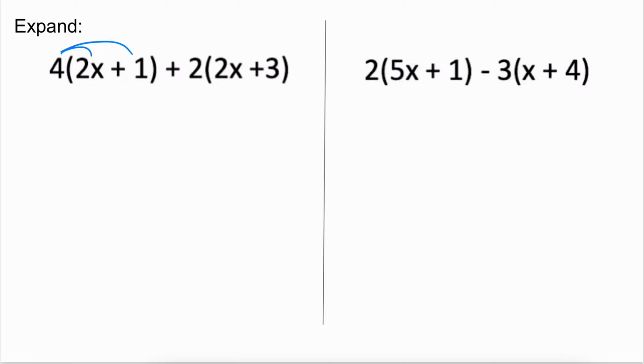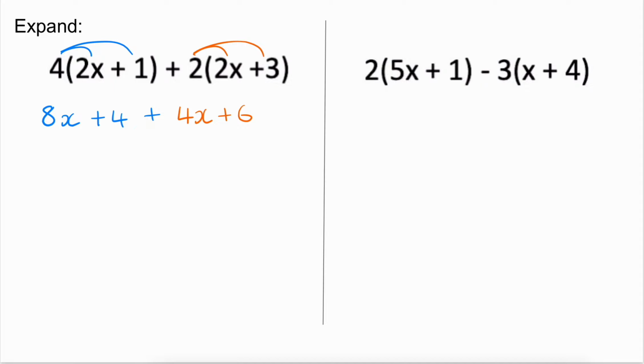So we have 4 times 2x. So if I do the numbers first and then the algebra, then I've got 8x. And then for the second part, it's a plus, and then I've got 4 times positive 1. So that's plus 4. And then for the second bracket, I have 2 times 2x, which is 4x, 2 times 3, which is 6. And they are added between the two brackets. So I'm now going to add those two things together.